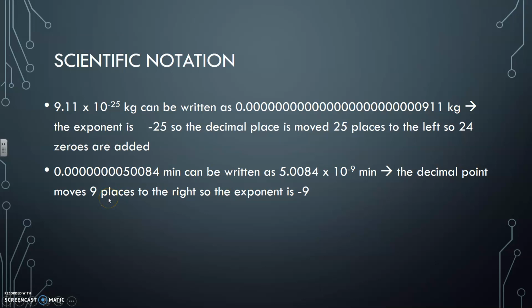In this example, again, we have a number that's less than 1, so your exponent, you already know, is going to be negative. When you look at this, you have 8 zeros: 2, 4, 6, 8. And you also have to have the decimal point end up between the 5 and this 0 here, so you're going to move it 8 places. Again, because it is a number less than 1, the exponent will be negative. So it's 5.0084 times 10 to the negative 9th.